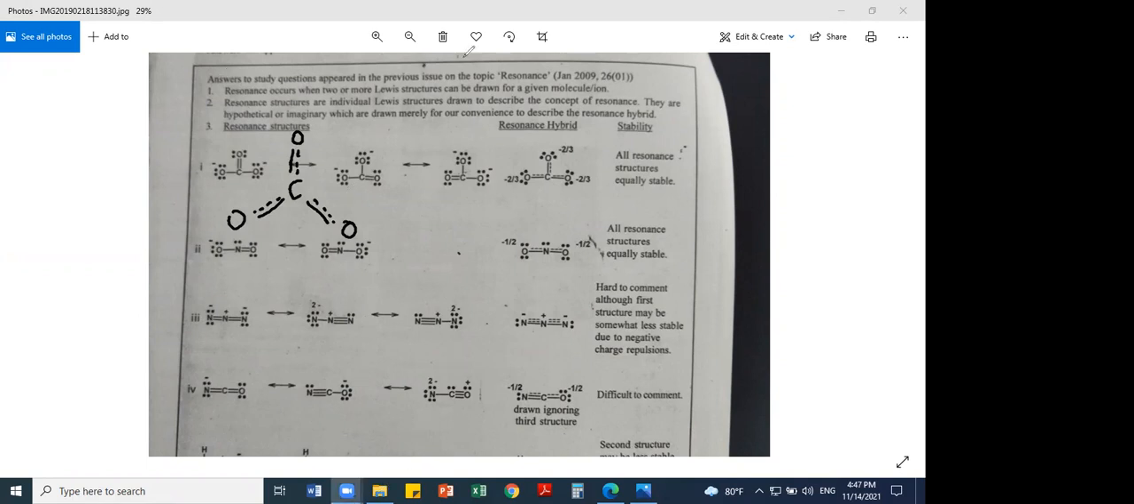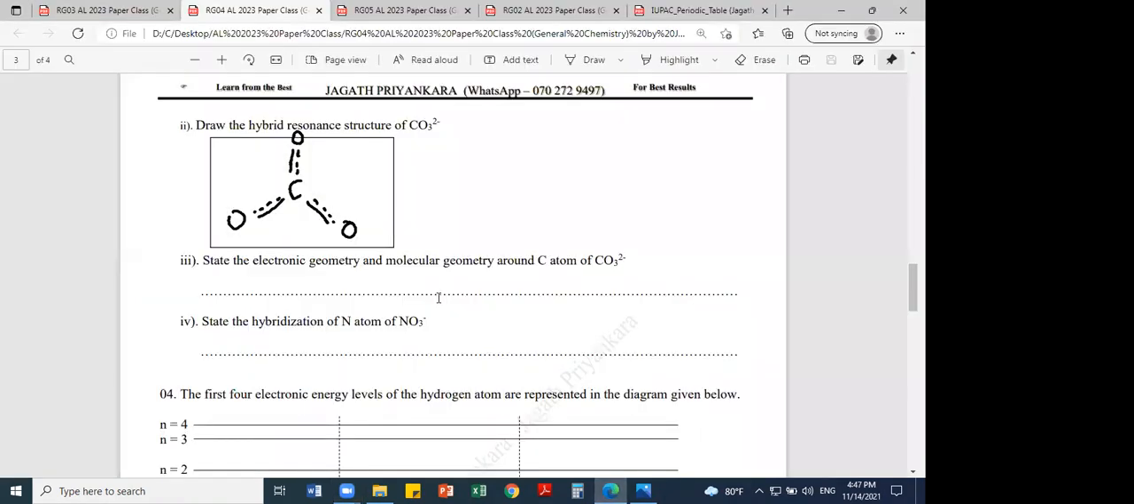Then I will move back to the paper again. So what do you have to do now? You have to put the lone pairs here, 2 lone pairs on each, and you have to put minus 2 over 3. So the overall charge, if you multiply minus 2 over 3 by 3 oxygens, then you get minus 2. This is the resonance hybrid of carbonate ion.